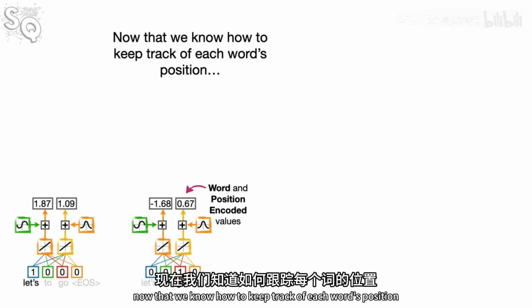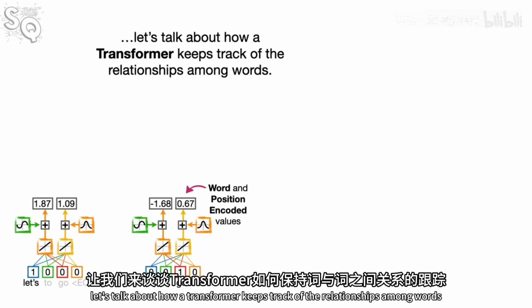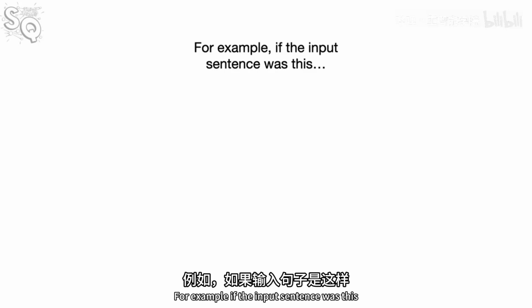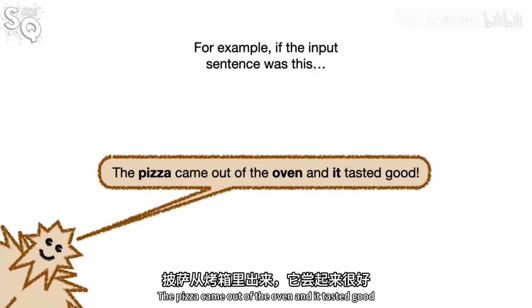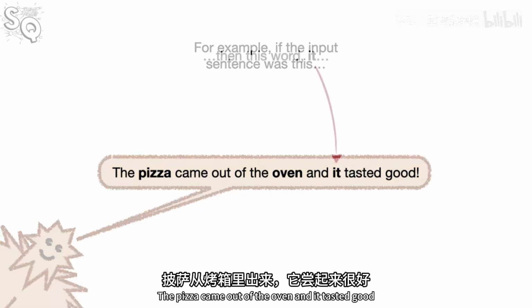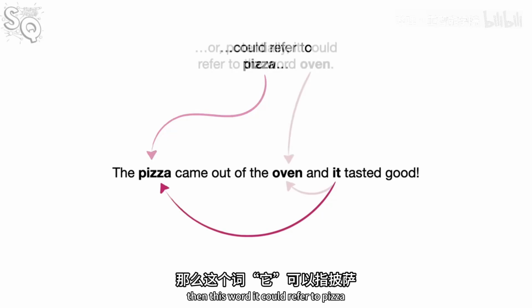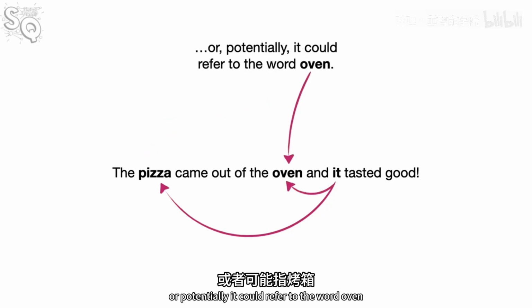Now that we know how to keep track of each word's position, let's talk about how a transformer keeps track of the relationships among words. For example, if the input sentence was this, "The pizza came out of the oven and it tasted good," then this word, it, could refer to pizza, or, potentially, it could refer to the word oven.